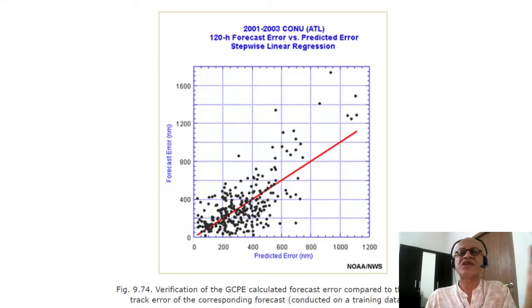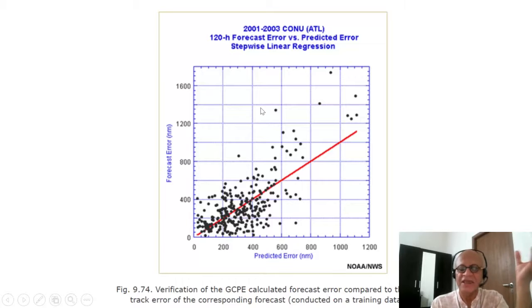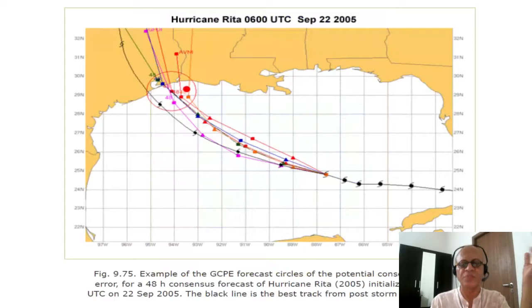So having an estimate of predicted track error is of course very useful, because that can be used to include the information in issuing warnings, alerts, evacuation plans, and so on, disaster recovery and disaster management in general.